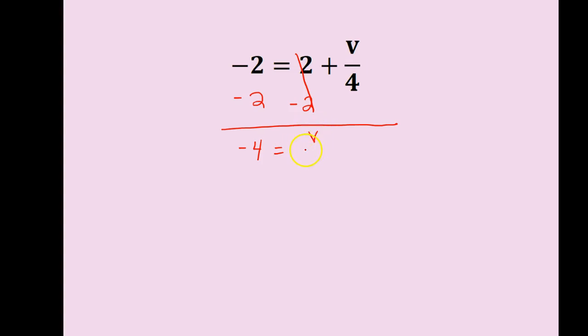And then we have v over 4. We're going to bring that down. The same thing, guys. This is v divided by 4. So the opposite of dividing is multiplying. So when I multiply both sides by 4, these 4's cancel. V equals negative 4 times 4 is negative 16.